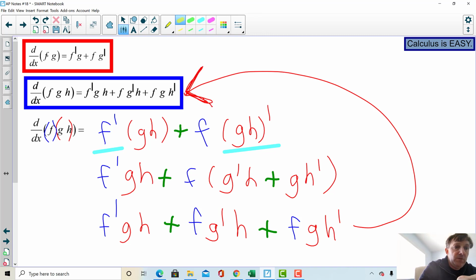So you can see when there are two things, you just write fg twice. On one of them you do the derivative of f, the other piece you do the derivative of g. When there are three things, you write all three of them three times. And on one of them you do the derivative of f, the other one you do the derivative of g, and the other one you do the derivative of h.